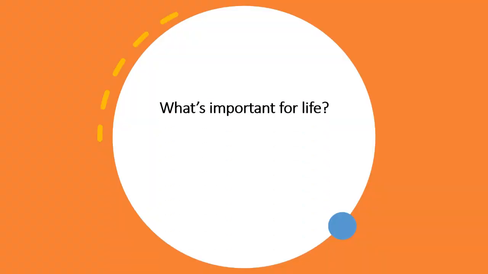So, let's start from the basic question: what is important for life? What is the basic need for a healthy life? And everyone is aware of that. That is food. And we obtain this food from plants as well as from animals.